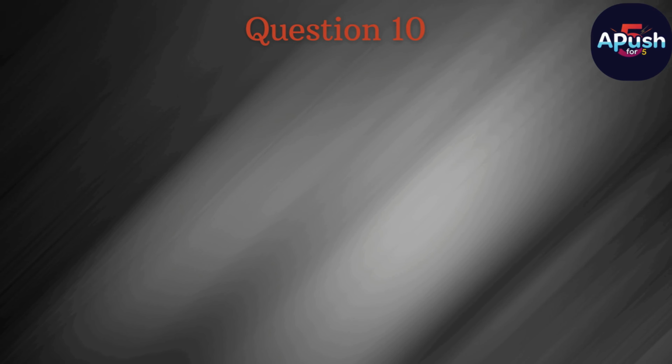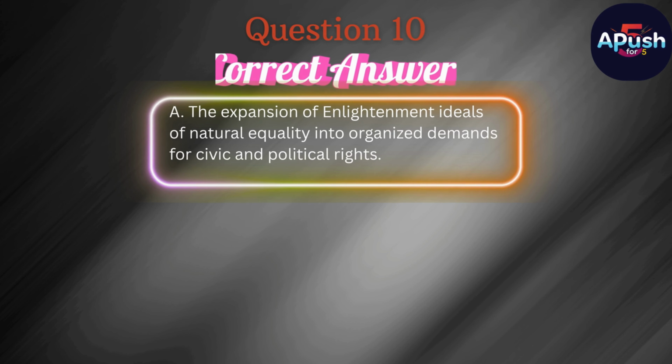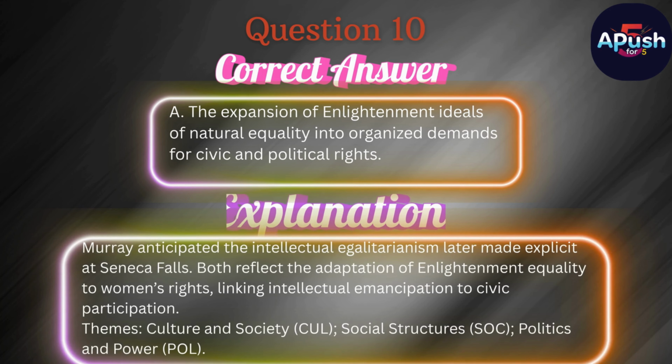The correct answer is A. The expansion of Enlightenment ideals of natural equality into organized demands for civic and political rights. Murray anticipated the intellectual egalitarianism later made explicit at Seneca Falls. Both reflect the adaptation of Enlightenment equality to women's rights, linking intellectual emancipation to civic participation.